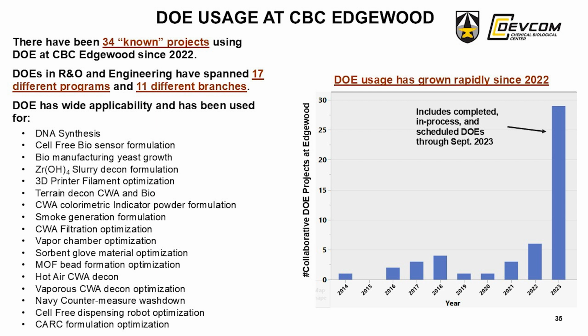But you can see right around 22, about the time we did that cell-free bio, word really got out, and we did almost 30 DOEs in 23, and 24 is even a bigger number. 17 different programs, 11 different branches, that shows the versatility, once groups see the information that we're getting.